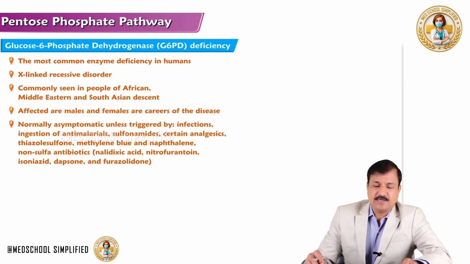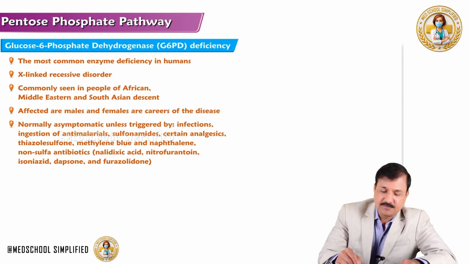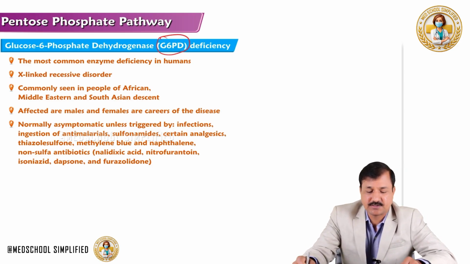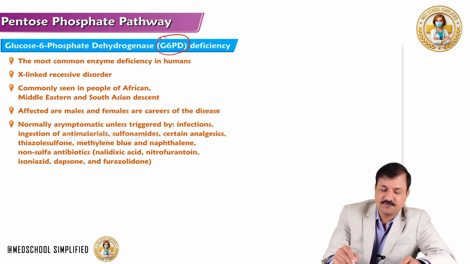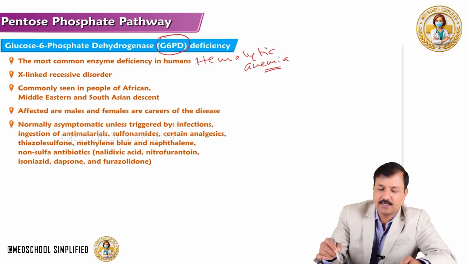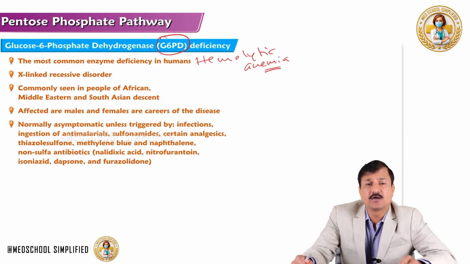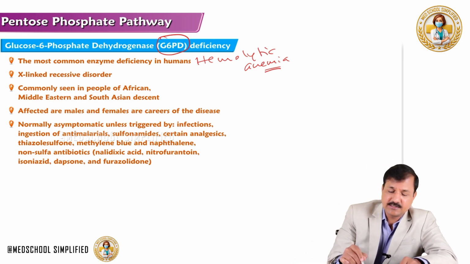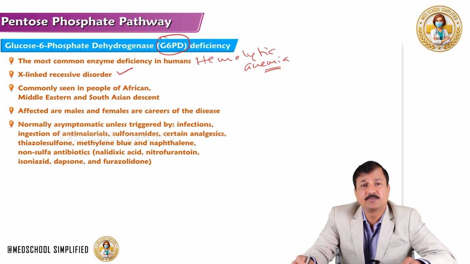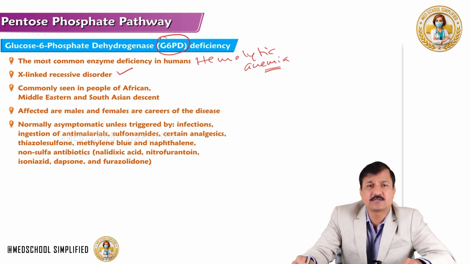Now, glucose-6-phosphate dehydrogenase deficiency, simply sometimes said as G6PD deficiency. It is the most common enzyme deficiency in humans leading to hemolytic anemia. So, the most common cause for enzyme deficiency induced hemolytic anemia is glucose-6-phosphate dehydrogenase enzyme deficiency. And it's an X-linked recessive disorder. That means males are the ones that are symptomatic and females act as carriers here.